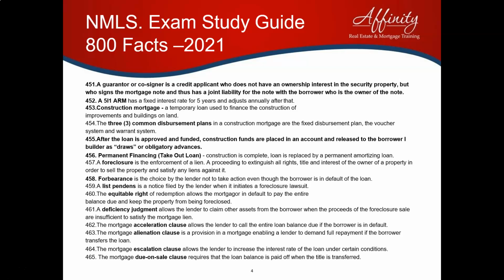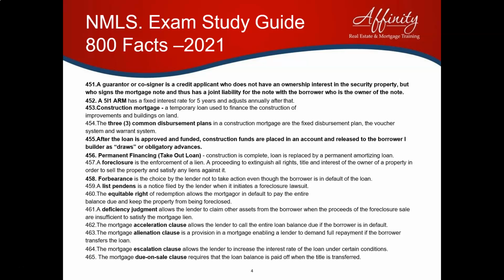The equitable right of redemption allows the mortgagor in default to pay the entire balance due and keep the property from being foreclosed. A deficiency judgment allows the lender to claim other assets from the borrower when the proceeds of the foreclosure sale are insufficient to satisfy the mortgage lien. The mortgage acceleration clause allows the lender to call the entire loan balance due if the borrower is in default.